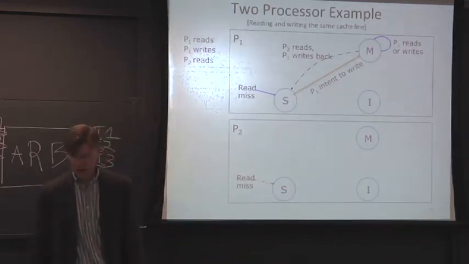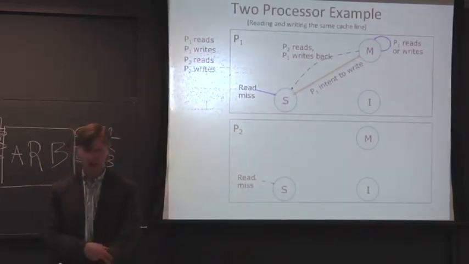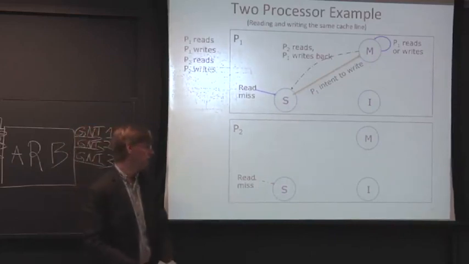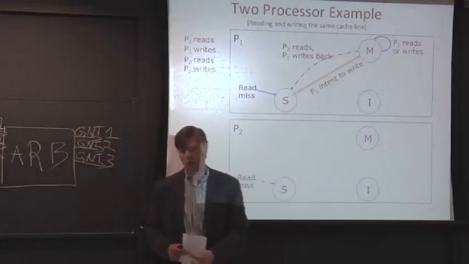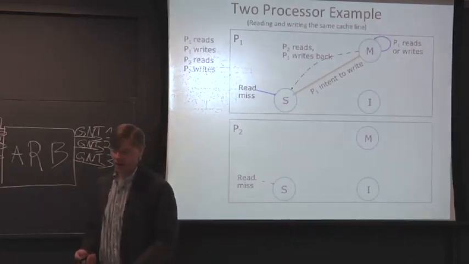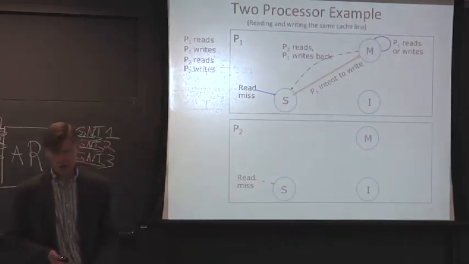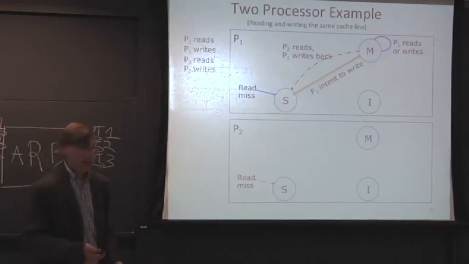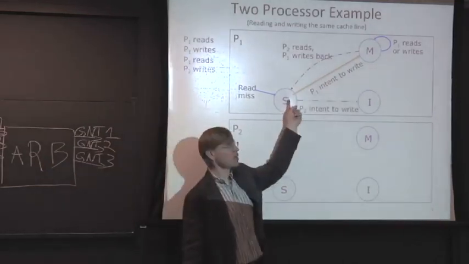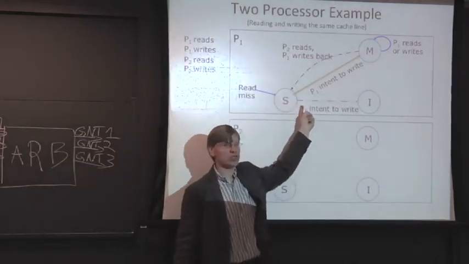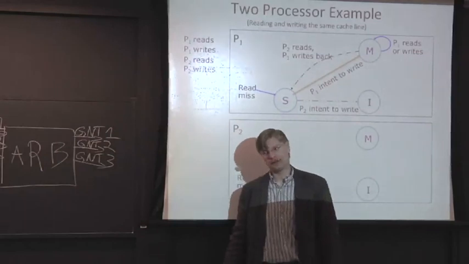OK, so now let's say processor 2 does a write. It has it in the shared state. This has it in the shared state. Well, when you go to do this write, we're going to see an intent to write coming out of processor 2. And this is actually going to cause processor 1 here to transition from shared to invalid.